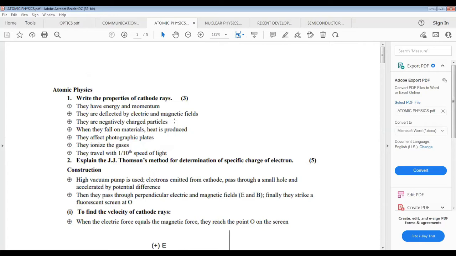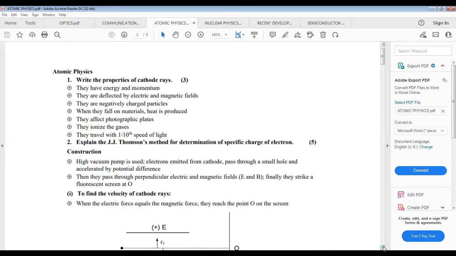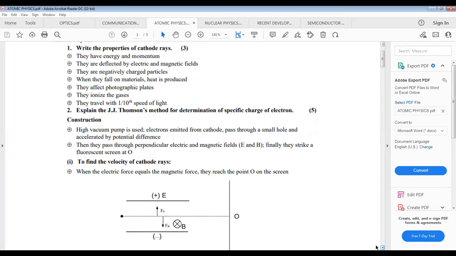They ionize the gas through which they pass. Their speed is 1/10 of the speed of light. This is only a 3-mark question. Then coming to the 5-mark question: J.J. Thomson's method to find the e by m value.